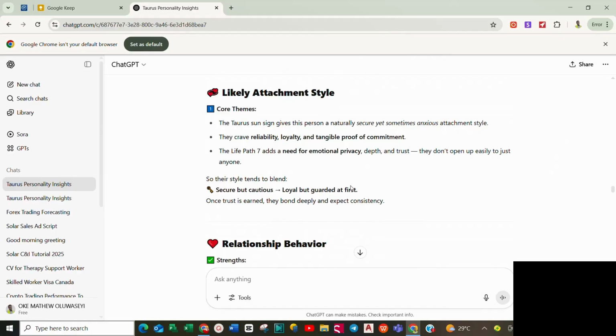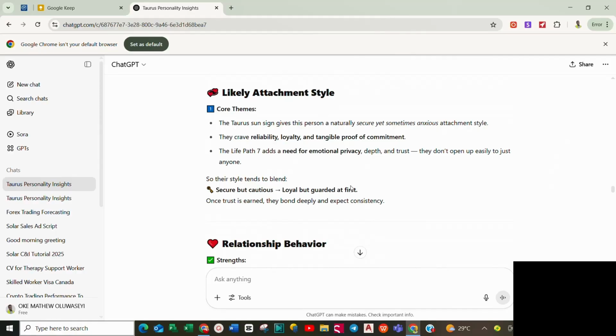reliability, something real, something lasting, loyalty and tangible proof of commitment. They will show them you are committed like they are. They want to see the proof. And when they are committed to you, they want to show the proof too.